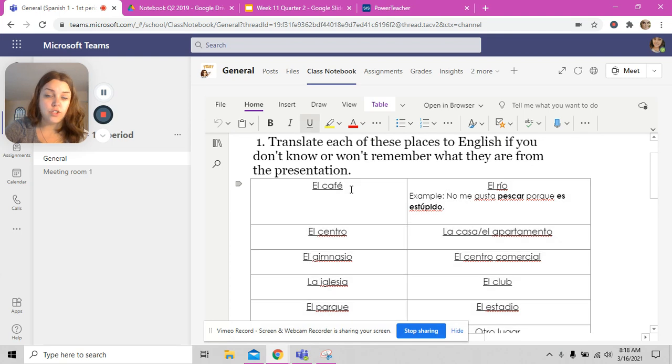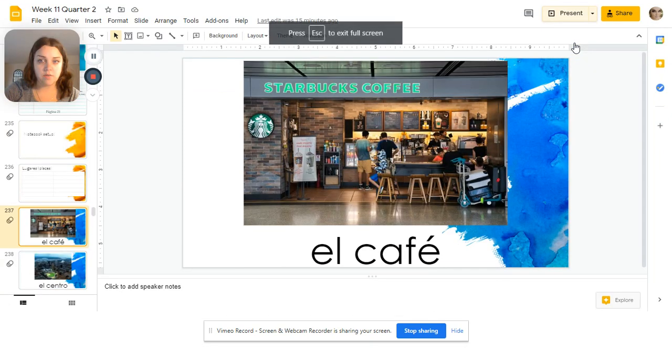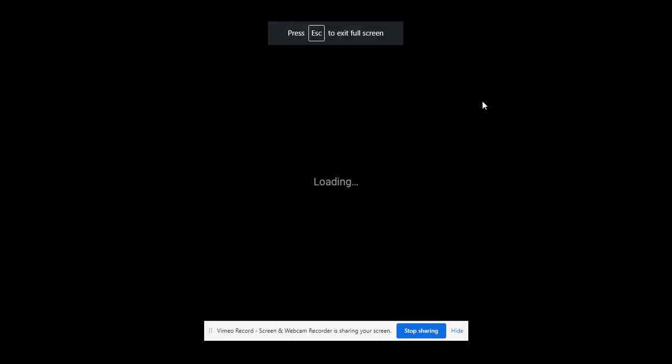And to translate them to English, you can just put them in parentheses afterward or put a little dash and then what the place is, all right? So I'm going to start over here and we're going to show you all of these places. All right, so I'm going to make this nice and big so you can see it a little bit better.